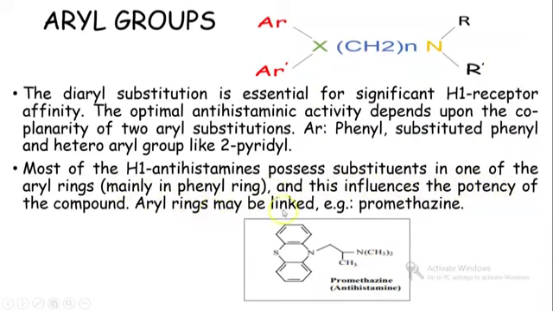And aryl rings may be linked. Sometimes the two aromatic rings are bridged, which constitutes a tricyclic derivative. Example of this linked aryl group is promethazine.